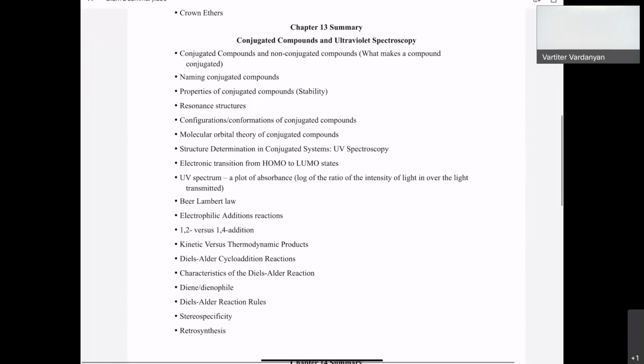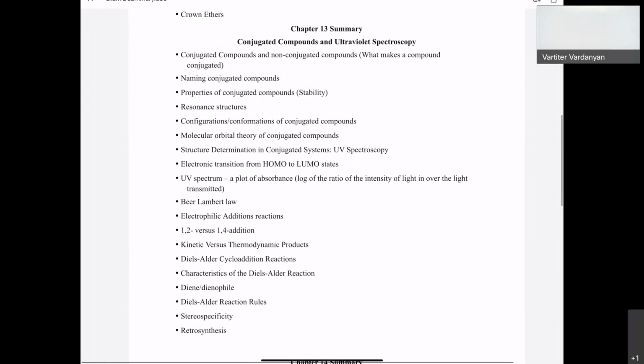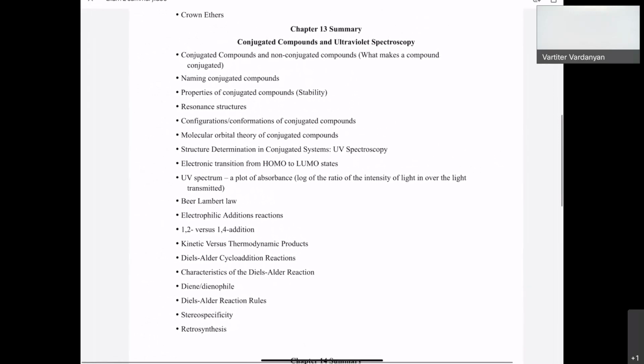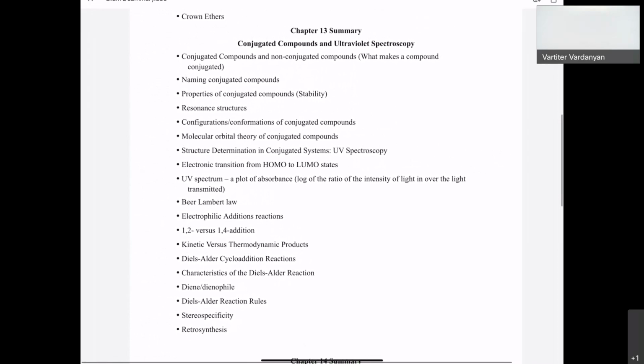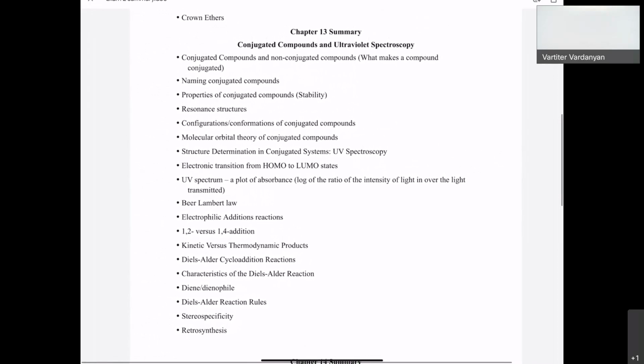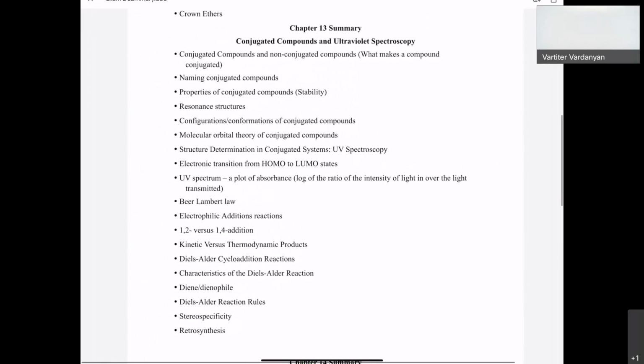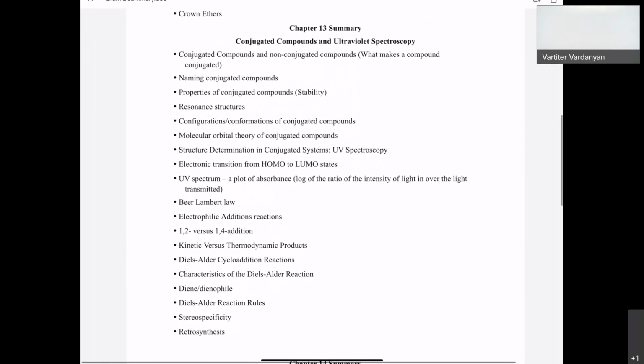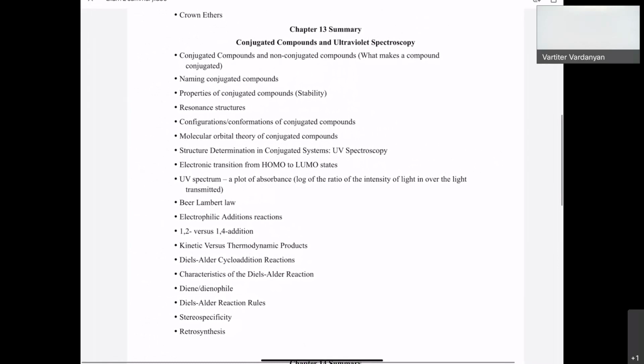So conjugated compounds, when it talks about naming, that's not naming dienes and stuff. We talked about that. And then when we talked about stability and resonance, that was all about configuration and conformation. Molecular orbital theory, we talked about that.